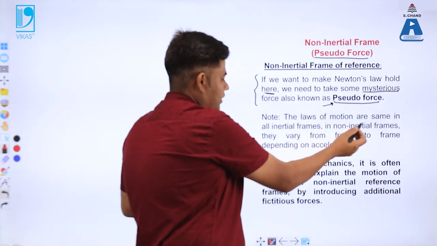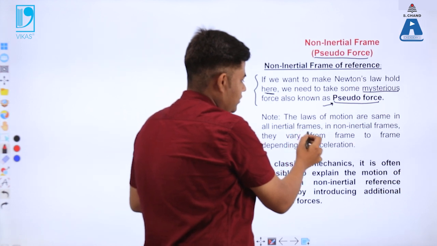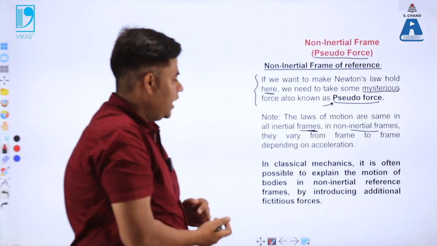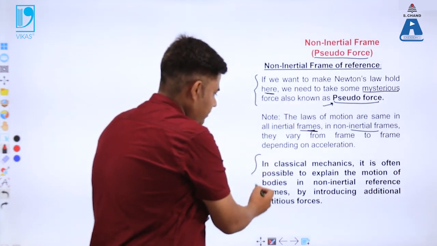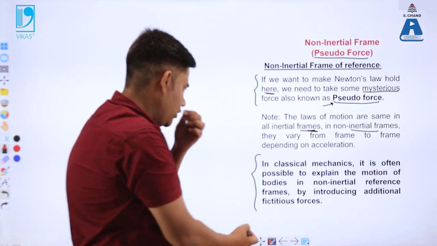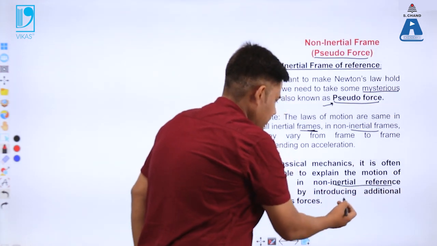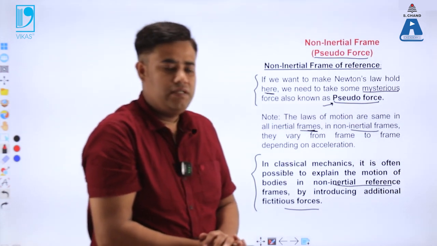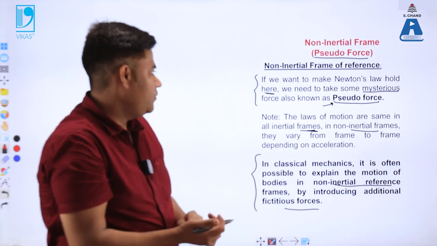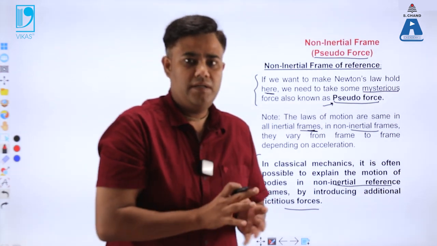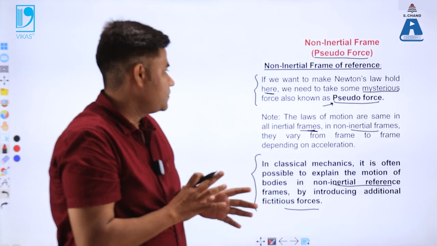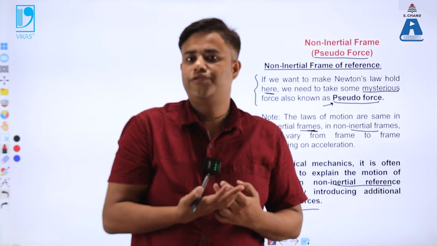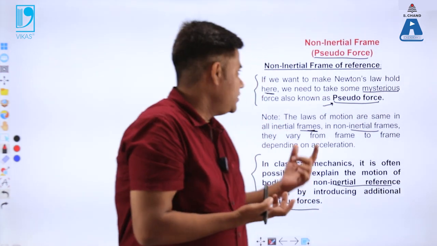So, the laws of motion would be the same in inertial frames and also in non-inertial frames. In classical mechanics, we explain the motion of a body in non-inertial frames of reference by introducing a fictitious force, or you can say a pseudo force, or any mysterious force. Any mysterious force which acts on a particle just to make Newton's law of motion hold true, we name it a pseudo force.